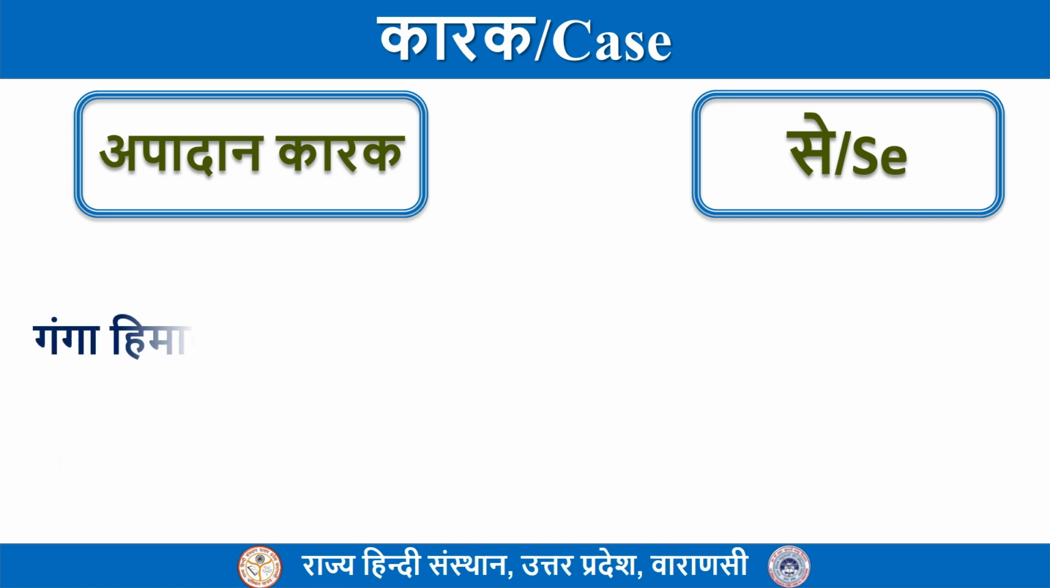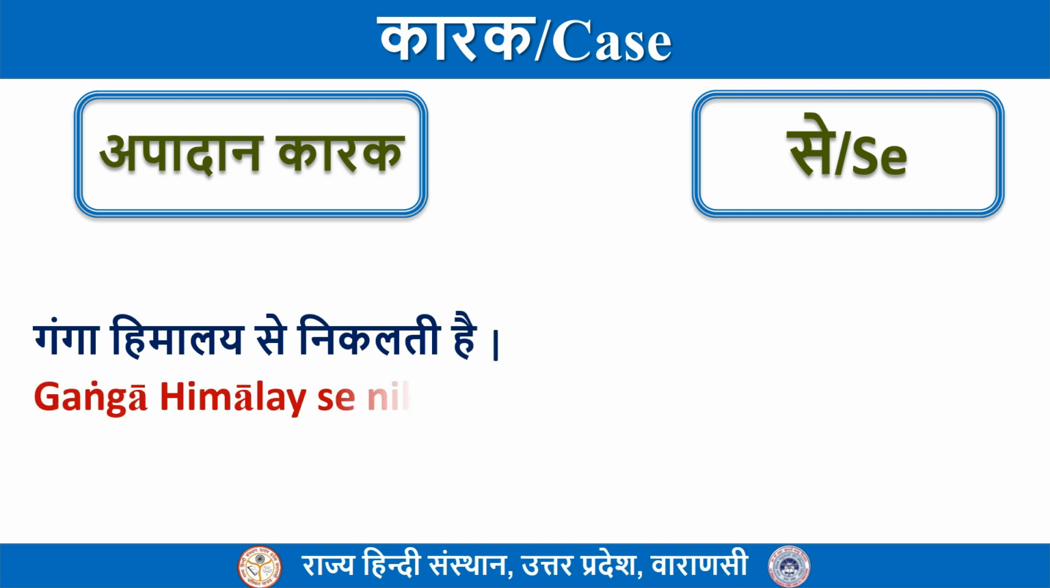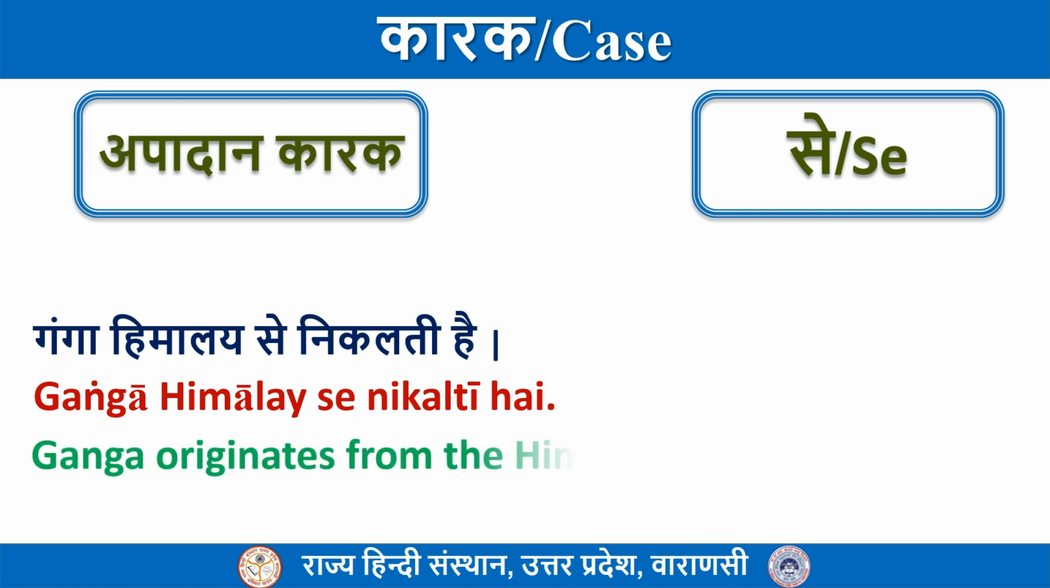Let's take another example. गंगा हिमालय से निकलती है. Ganga originates from the Himalayas. In this example, Ganga is separating from the Himalayas. That's why we are using the karak se in place of from.